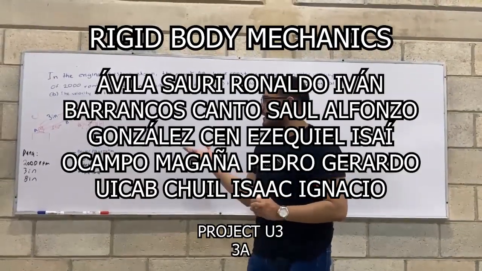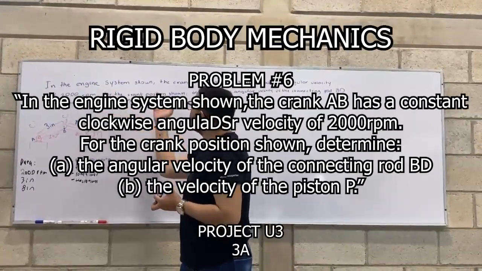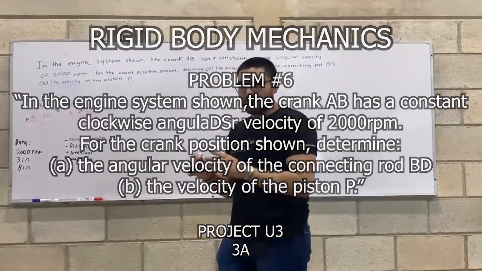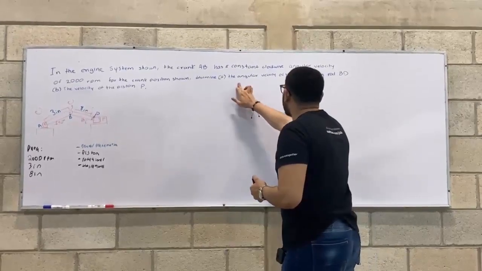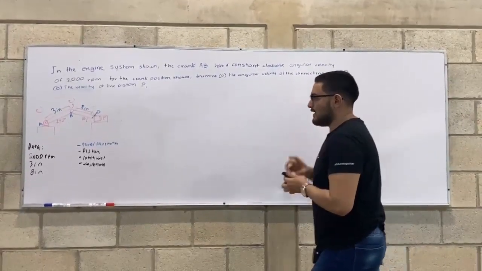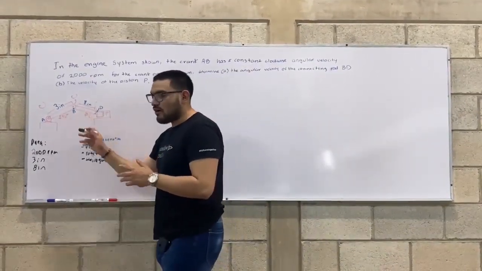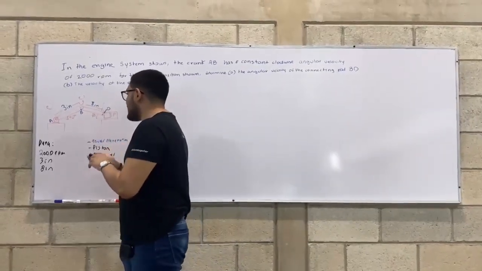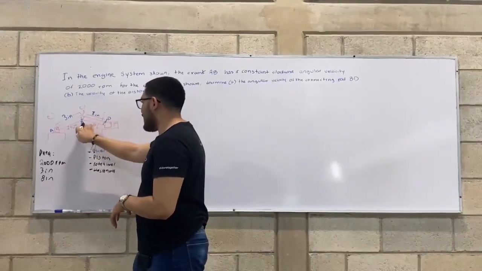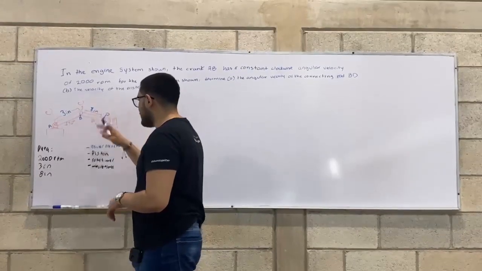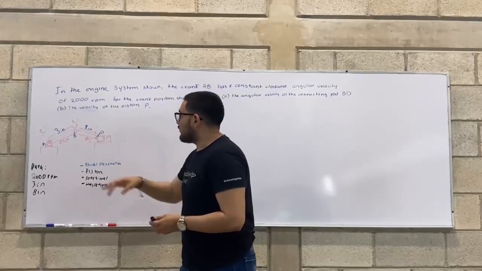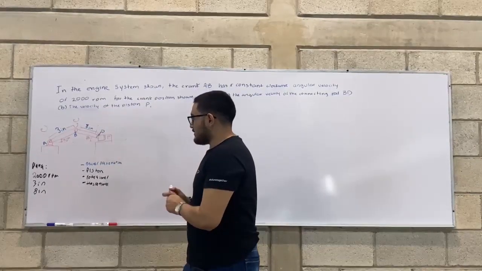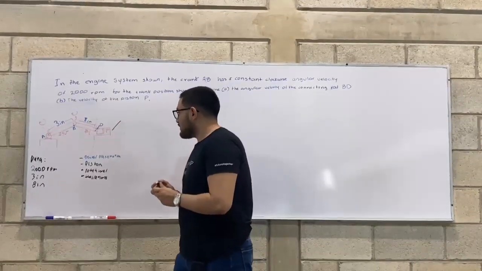Today I'm going to explain this problem about an engine system shown. In this problem we have to look for the angular velocity of the connecting rod BD. This is the drawing of the engine system. This is B and this is D. We also have to look for the velocity of the piston P. As you can see, this is the piston P.